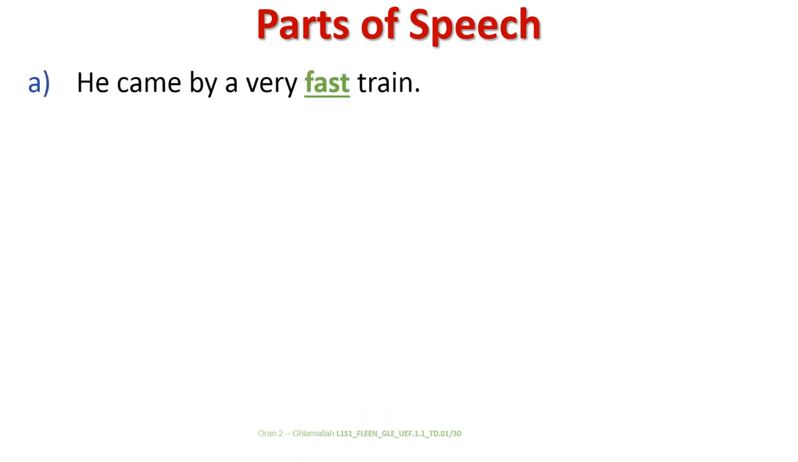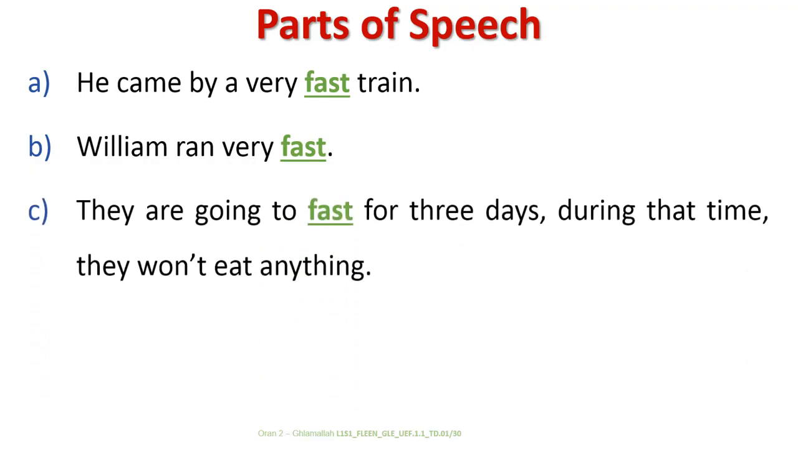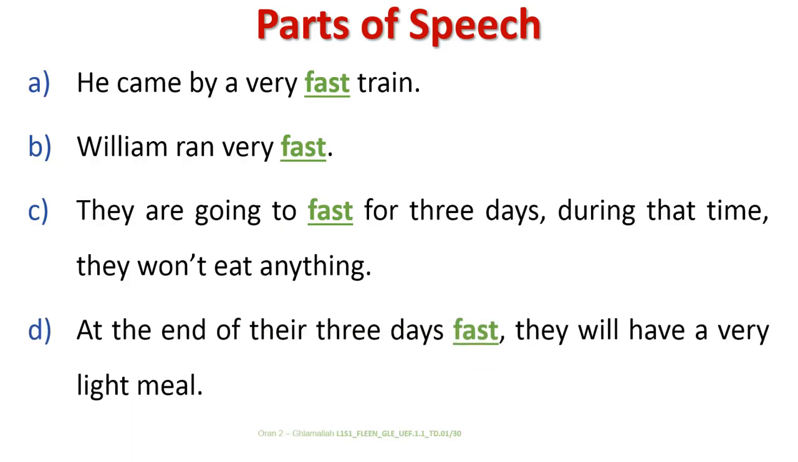Before dealing with each category, let's have a look at these examples. A: He came by a very fast train. B: William ran very fast. C: They are going to fast for 3 days. During that time, they won't eat anything. D: At the end of that 3 days fast, they will have a very light meal.